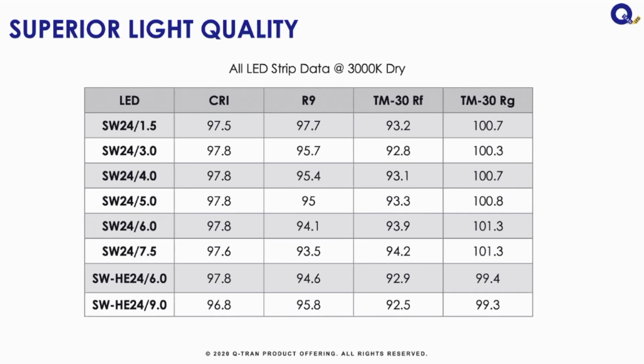And the Rg is the gamut index. And this is the average change in chroma for all colors. And the scale is between 0 and 150, with 100 being the center point or ideal number. And as you can see, all of the QTran static white LED strips are between 99 and 101. So we're all very, very close to these numbers.